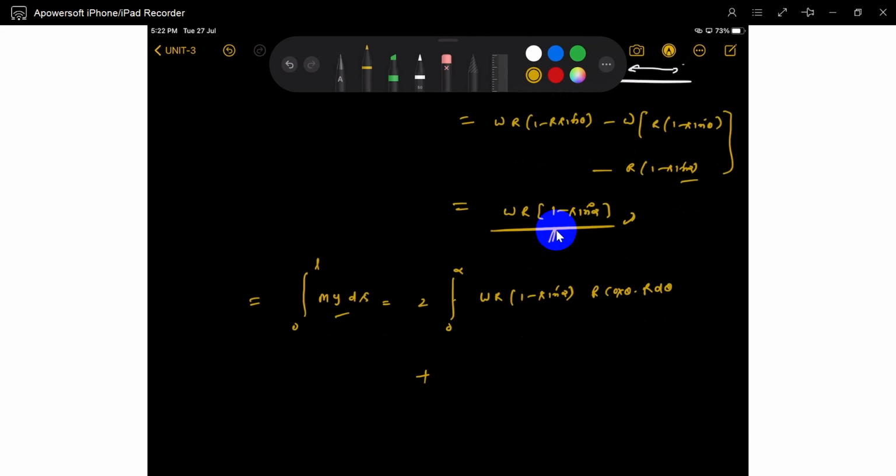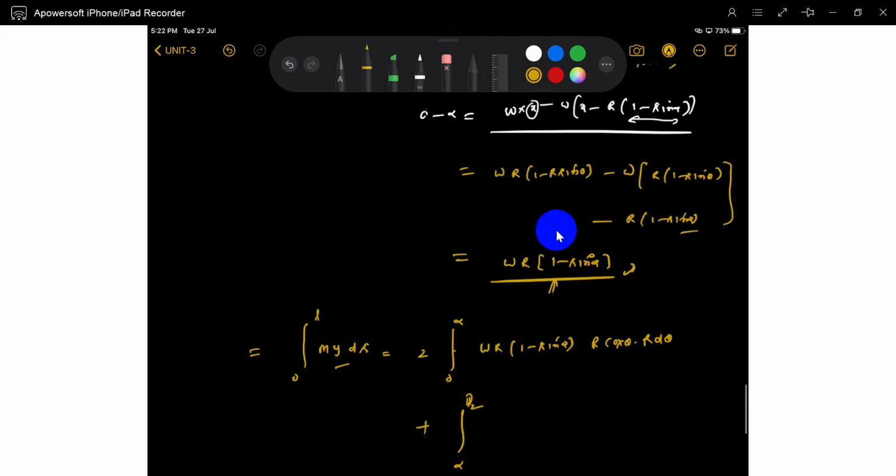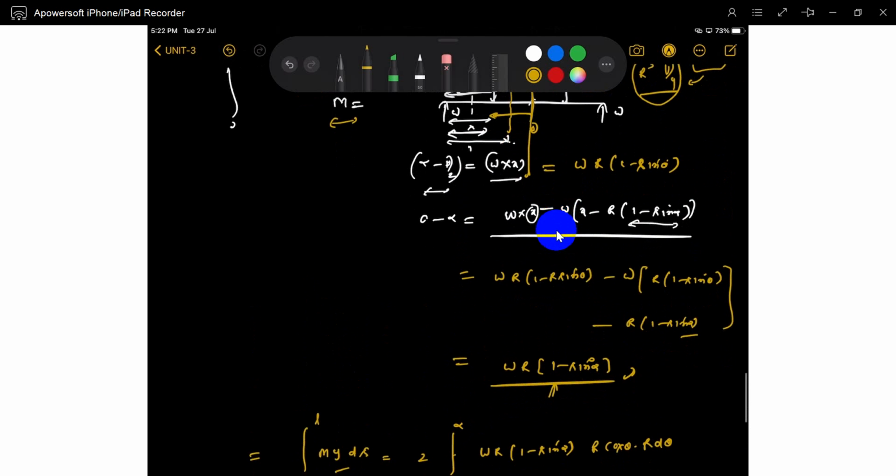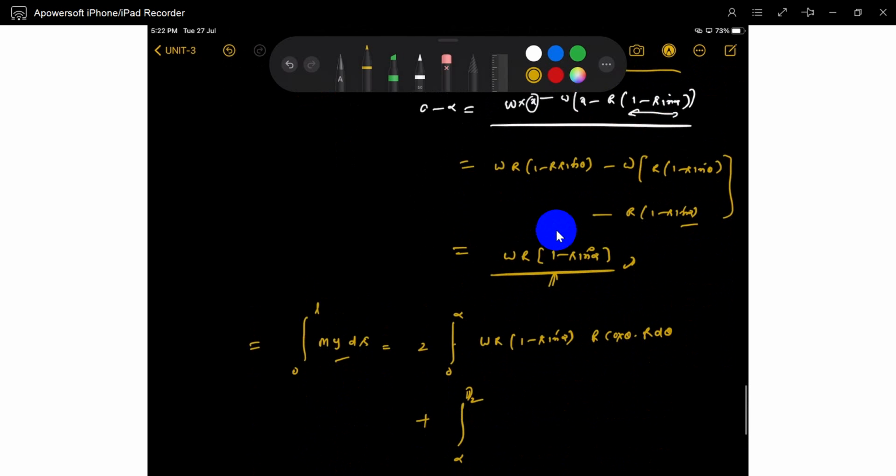Now the next portion is alpha to pi by 2. What is that portion? This is the value, 1 minus sin theta. Theta is different, alpha is different. You already understand, alpha is fixed, there is no variable, theta is variable. So y is again r cos theta d theta.